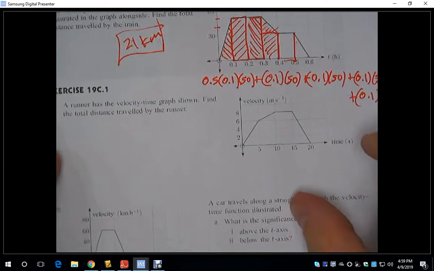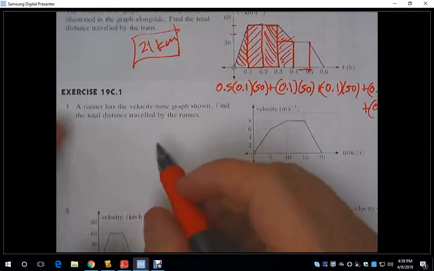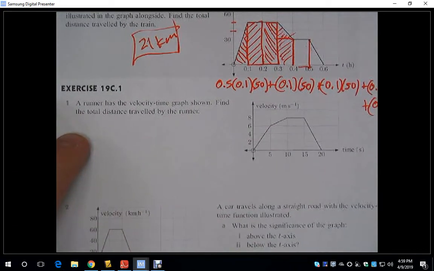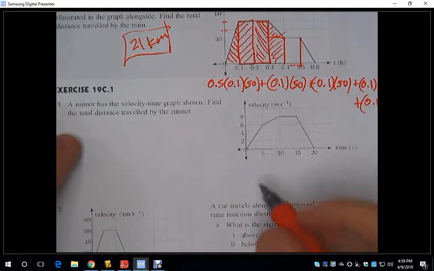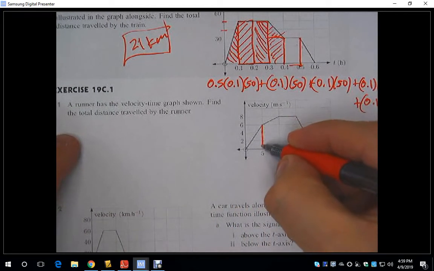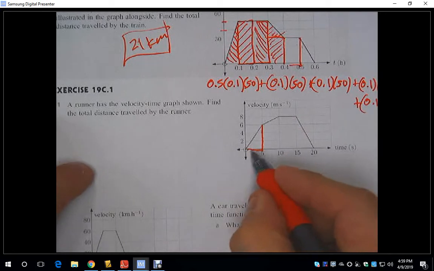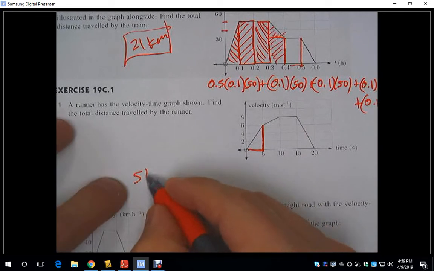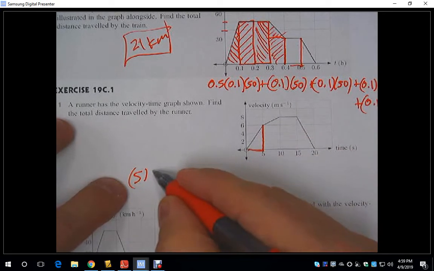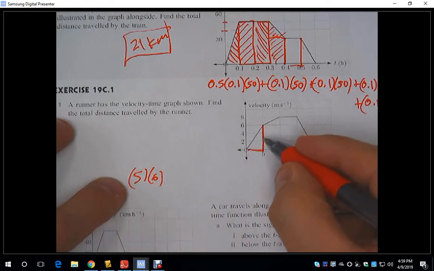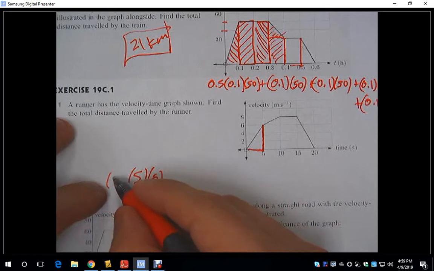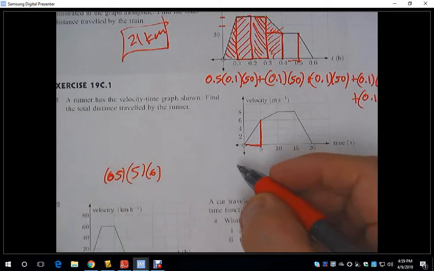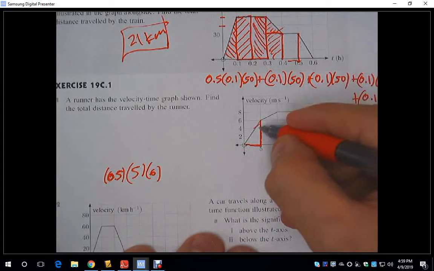So let's look at the next one. It says a runner has a velocity time graph shown right here, and it says find the total distance traveled by the runner. So we have a triangle here with a base of 5 and a height of 6. And it's a triangle, so we're going to multiply by 1/2 or 0.5. It's just easier to use decimal points because I'm going to throw this into my calculator at the end. So that gave me this area right here.